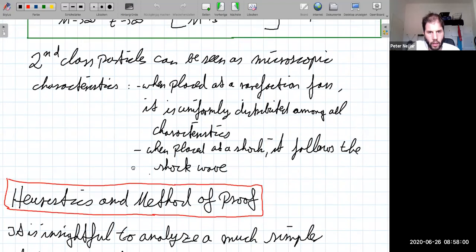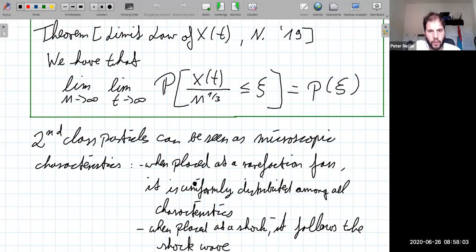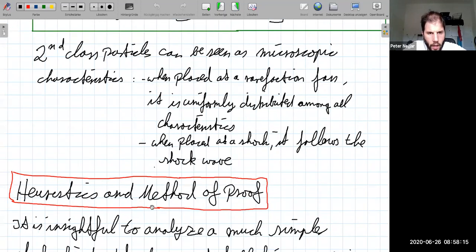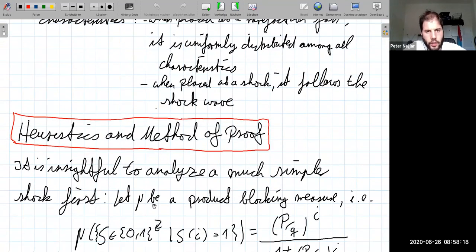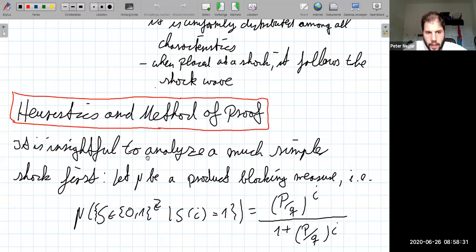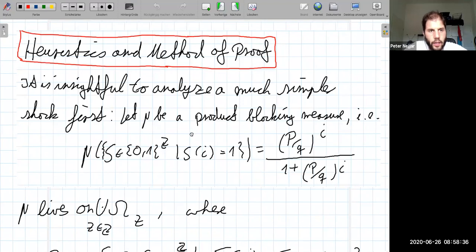So I won't give any detailed proofs, but I would like to give a heuristic understanding of these two results. In order to understand these two results, it's actually helpful to consider ASEP with a much, much simpler shock. Okay, and how can one create a much simpler shock? Maybe I should switch to the next slide. Exactly, yeah.